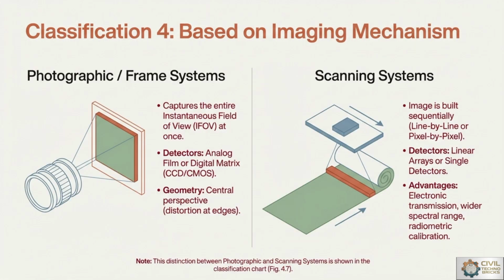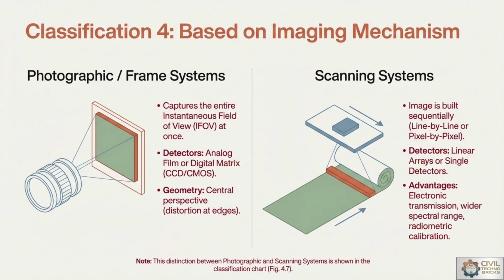Next classification is based on the imaging mechanism point of view. Here there are two types of system based on the scanning: photographic, that is the frame system, and second one will be the scanning system. Here the photographic or frame system includes image capture based on some instantaneous field of view at a time with reference to its position or with reference to its angle or direction.